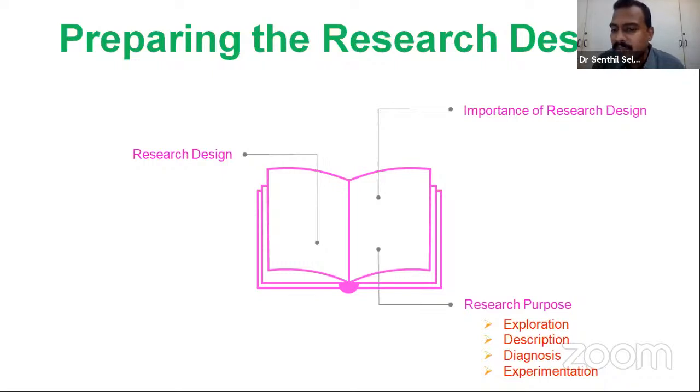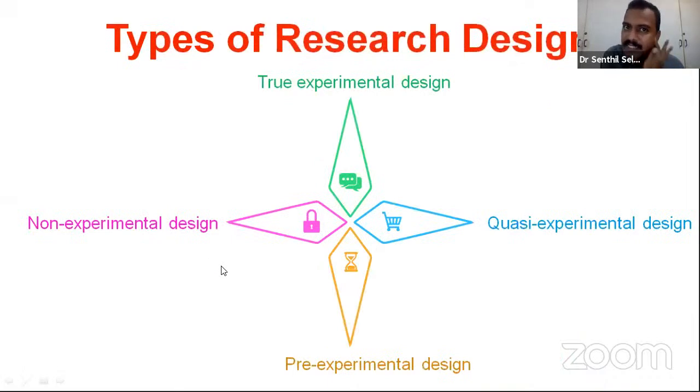And what is the purpose of the research design? There are 4 research purposes: exploration, description, diagnosis, and experimentation. These 4 research purposes are similar to the objective of the research. So depending upon the purpose, the design will vary. So let us go into some of the research designs. They are the true experimental design, the quasi-experimental design, the pre-experimental design, and non-experimental design. So these are the 4 main research designs which you are going to encounter.